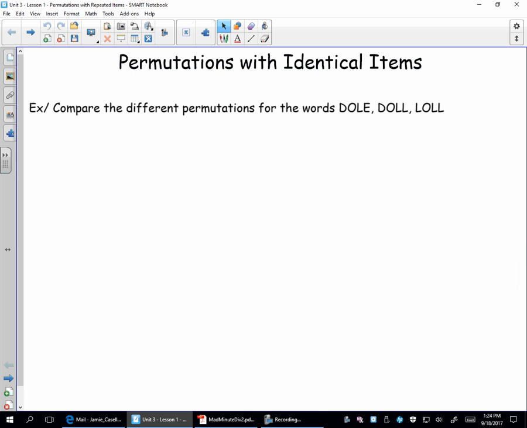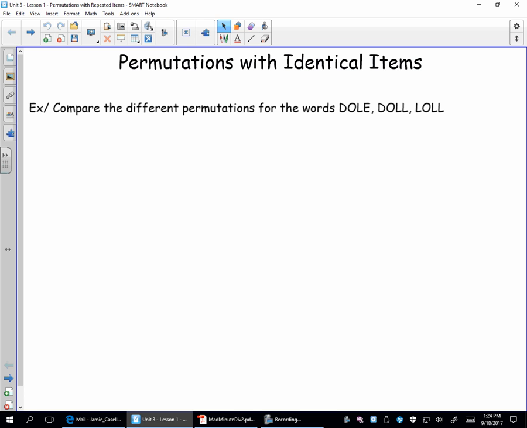In this lesson, we're going to continue our examination of counting techniques. So we're going to look at permutations again, the idea of we've got objects, we won't put them into groups. But we're going to look at what happens if we have some identical items. I'm going to start with an example here. So I want to look at the different permutations for these words.